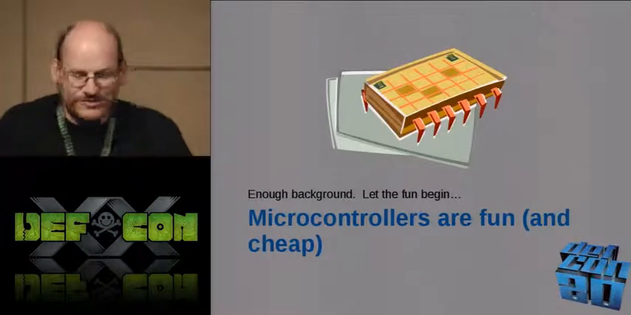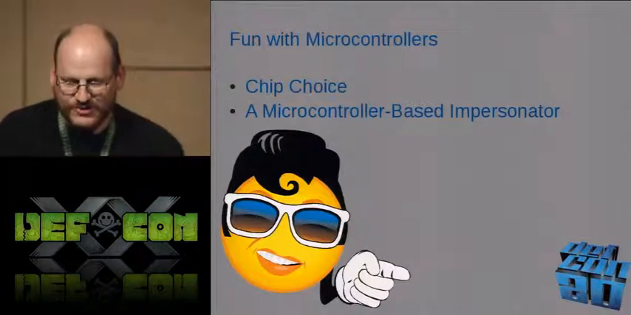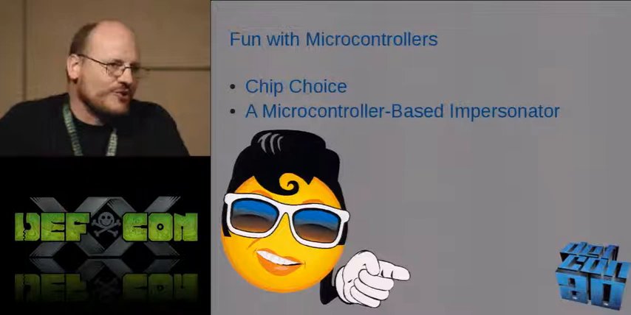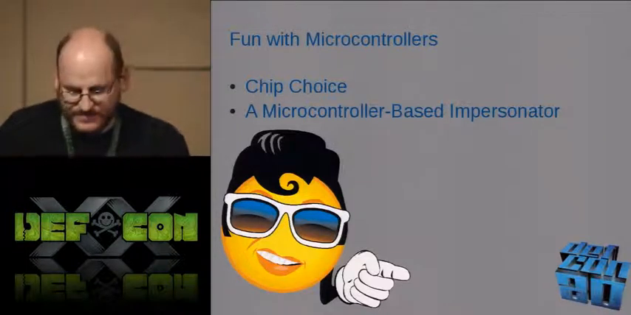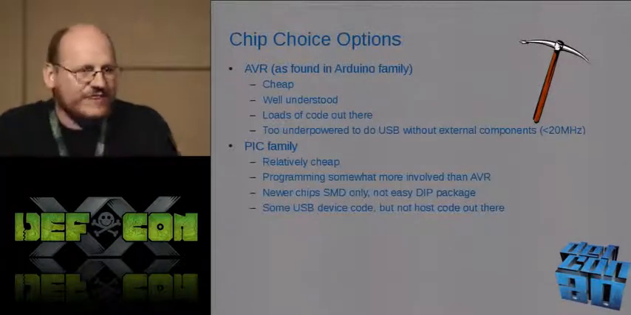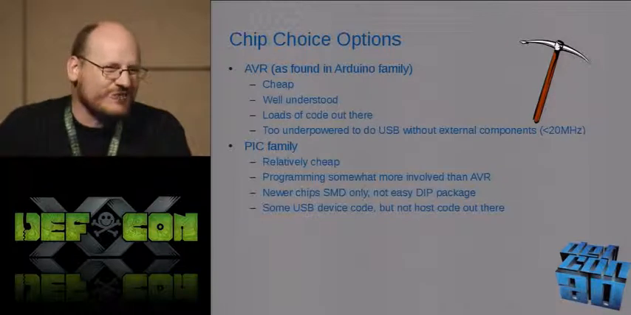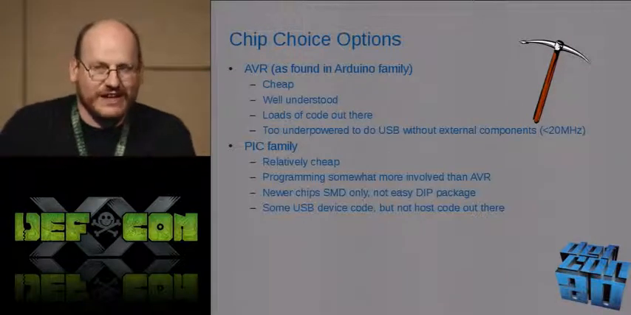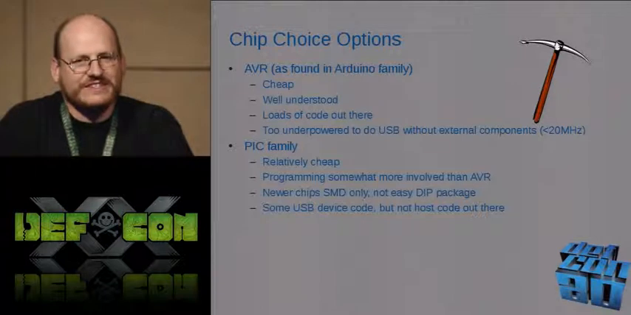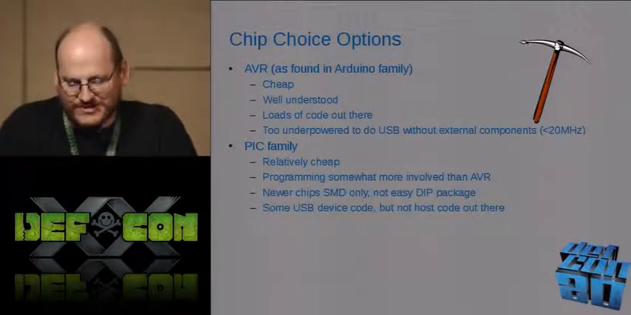So we'll use some microcontrollers because they're fun and they're cheap. When you're going to use a microcontroller, you can look at the different possibilities and say, which one should I use? Well, AVR is pretty popular. It's using the Arduino family. A lot of code out there. Unfortunately, doesn't do USB very well. Even the U series chips, you don't need the FTDI chip anymore, but they don't do mass storage. They will do HID stuff, but they don't do the mass storage stuff.